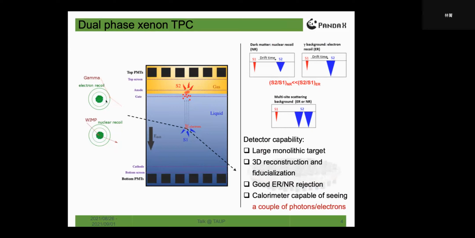In addition, the TPC can also have very good background discrimination power using the ratio of S2 and S1. In xenon, most backgrounds such as gamma rays and betas interact with the shell electrons and deposit energy through electronic recoil, different from the WIMP, which hypothetically deposits energy through nuclear recoil. The ionization densities of the two recoil types are different, leading to a different S2 over S1 ratio, which is used for the discrimination. At last, the TPC, as a calorimeter, has a very low threshold. It can see signals with a couple of photons or a single electron.